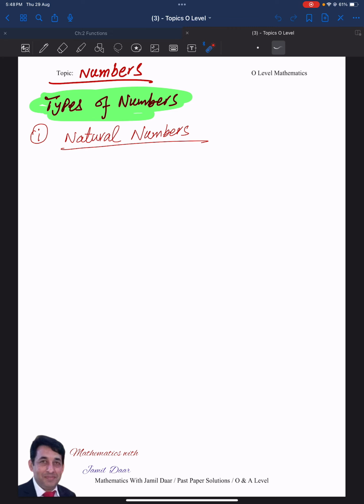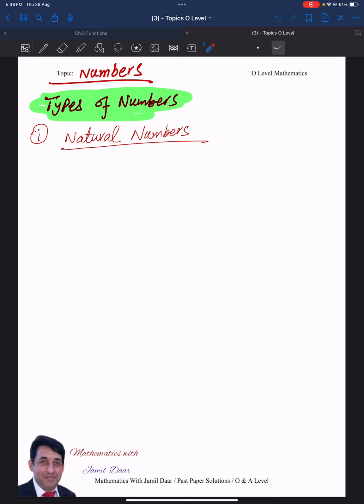The first topic is numbers. So today we are going to start numbers. There are different types of numbers. So first of all, we'll learn about the different types of numbers.